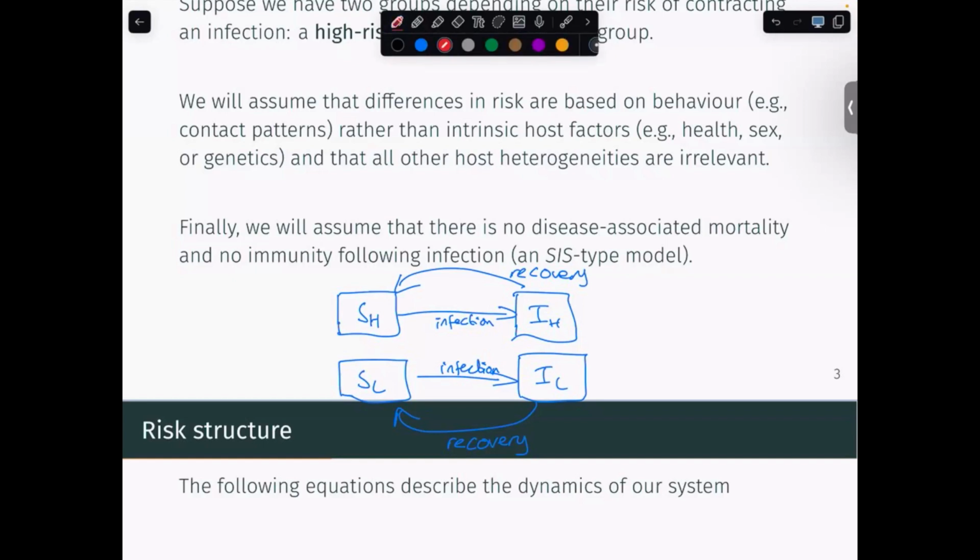Really, we've got transmission occurring. So these high-risk hosts are going to affect the transmission rate, this infection rate of these high-risk individuals, but they may also affect the infection rate of these low-risk individuals and vice versa. So these low-risk individuals can affect the infection rates of low-risk individuals and likewise for high-risk individuals. So this is assuming that they're not completely separated. So these red dashed arrows here are just indicating that these rates of infection depend on both the IH and IL classes.